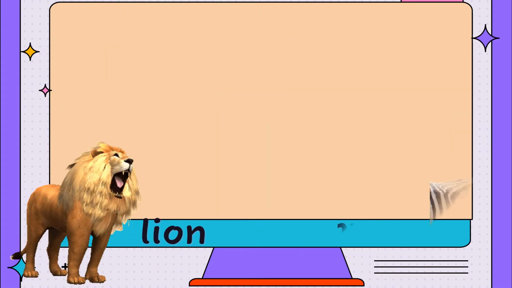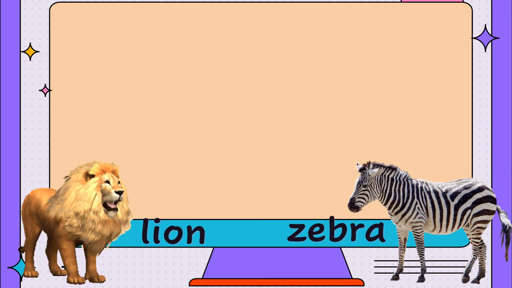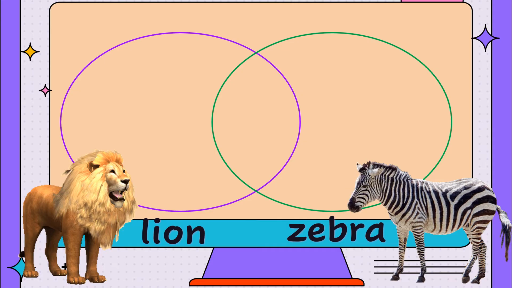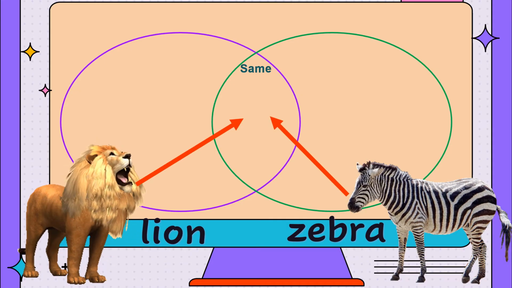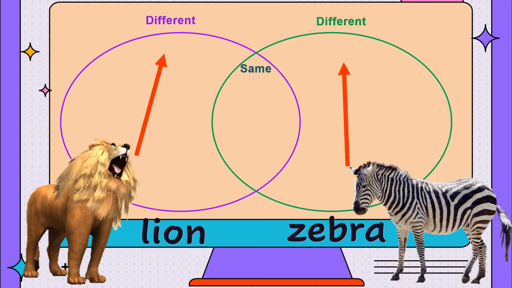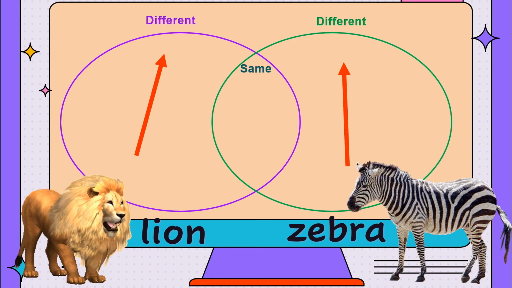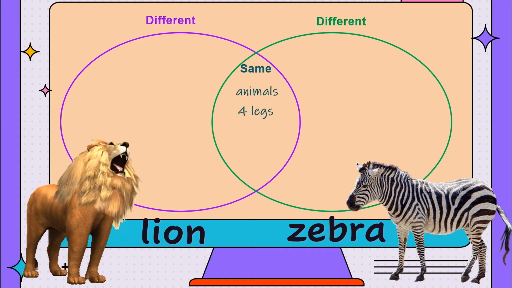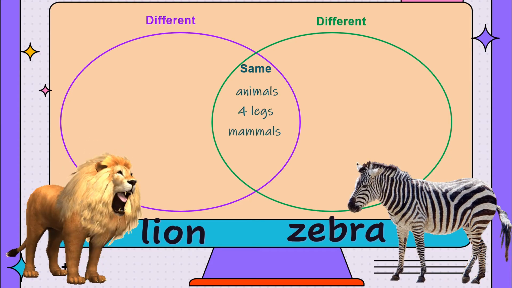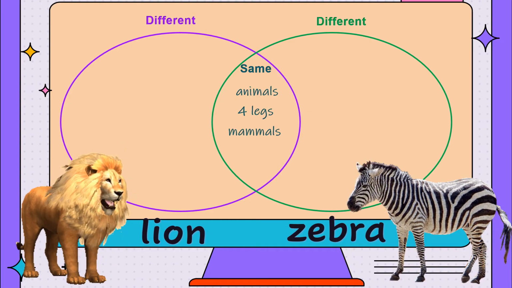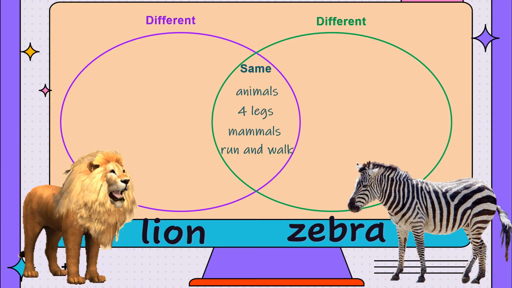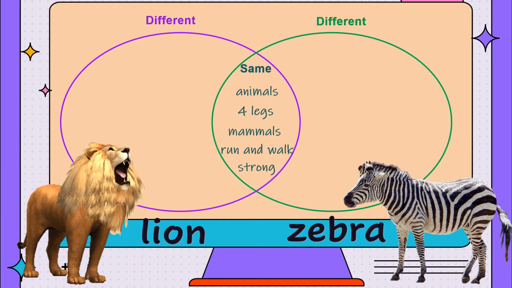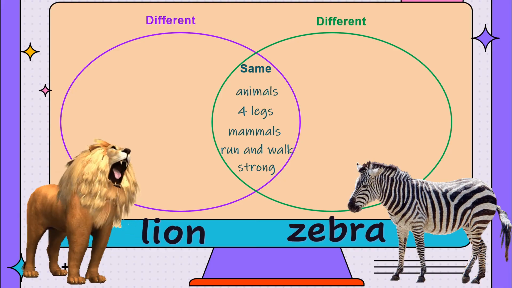Let's compare and contrast the lion and the zebra. We will use the Venn diagram. We will put their similarities at the center and their differences at each side. Their similarities: lions and zebras are both animals. They both have 4 legs. Zebras and lions are both mammals. Lions can walk and run, the same as zebras. Lions are as strong as zebras.